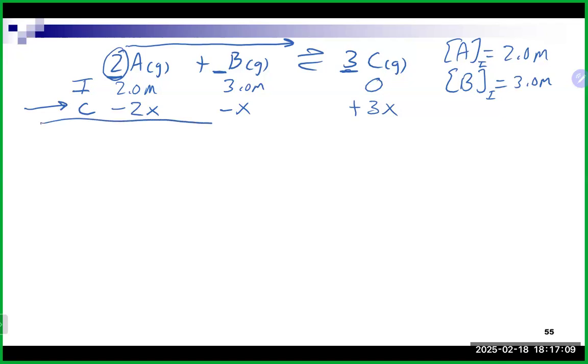Now, when we're done here, we could drop our equilibrium line, and that would basically be 2 minus 2x, 3 minus x, and 3x. First off, any questions on how to set up that ice table?